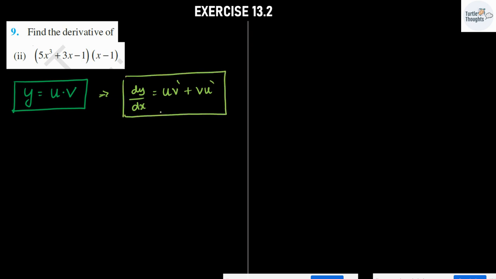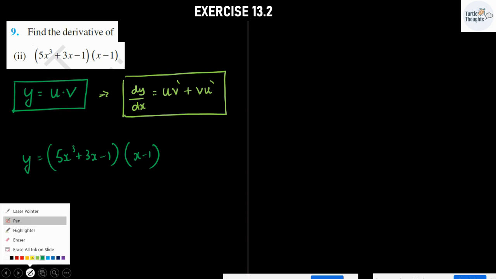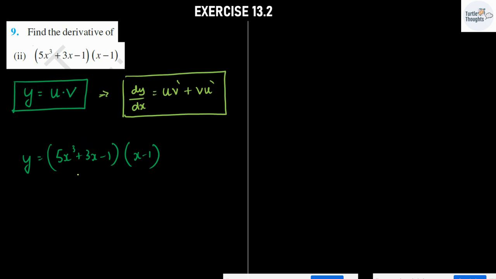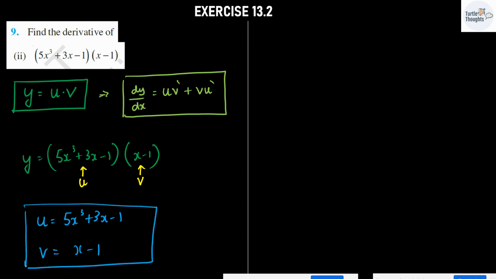This is going to be the product rule. Let me take the value of u, v, u dash and v dash. I can write if y is equal to 5x cube plus 3x minus 1 multiplied by x minus 1. Here u can be taken as the first term, v can be taken as the second term. So I can write over here u is 5x cube plus 3x minus 1 and v is going to be x minus 1. I've got the value of u and v.